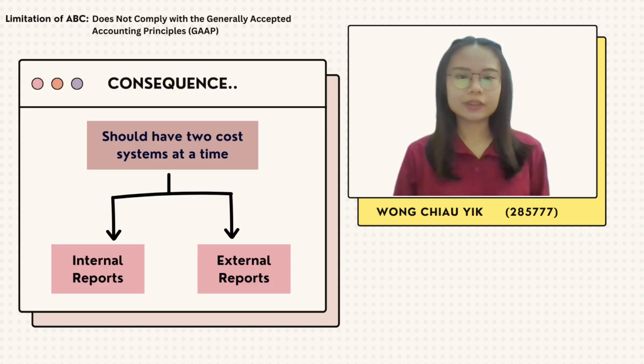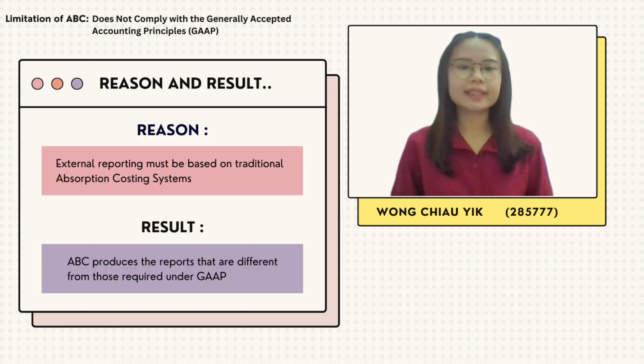Consequently, an organization involved in activity-based costing should have two cost systems in order to produce its reports for internal and external purposes, using traditional and ABC costing systems at the same time. This is because external reporting must be based on the traditional exhaustion costing system. Exhaustion costing requires the traditional division between product cost and period cost, with inventory absorbing all of the manufacturing costs and none of the period costs.